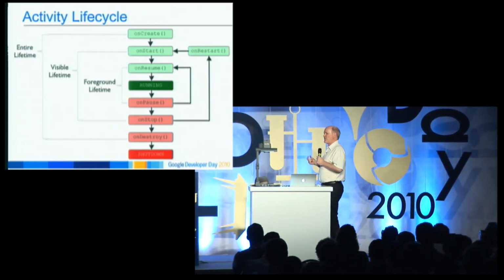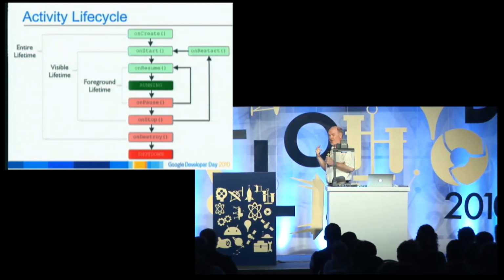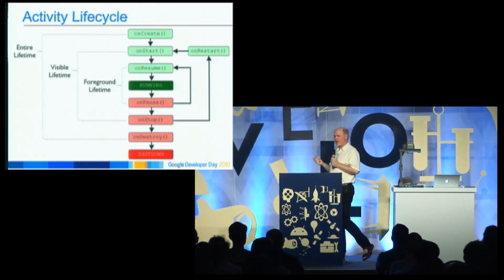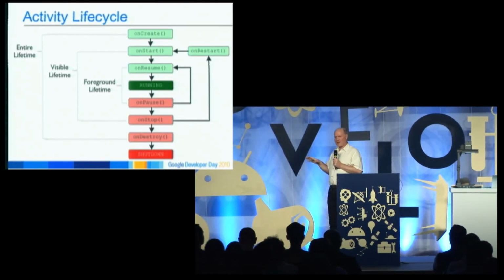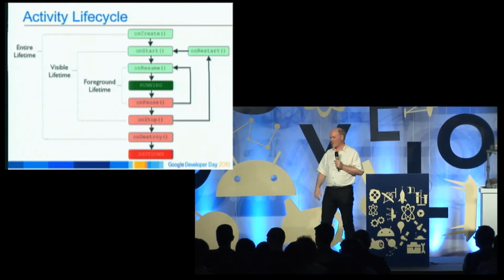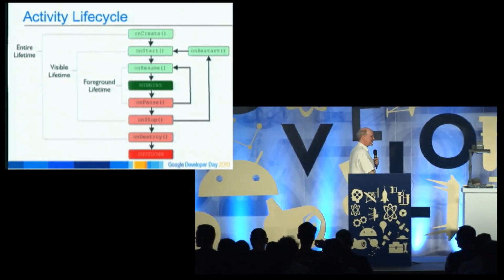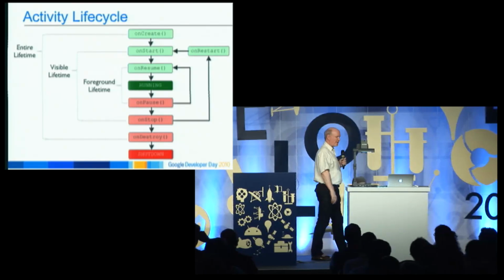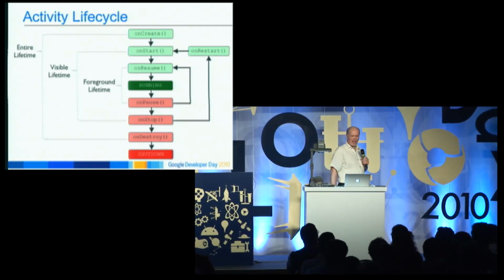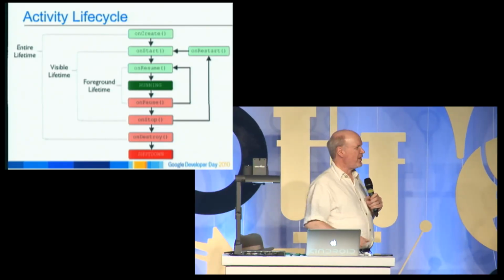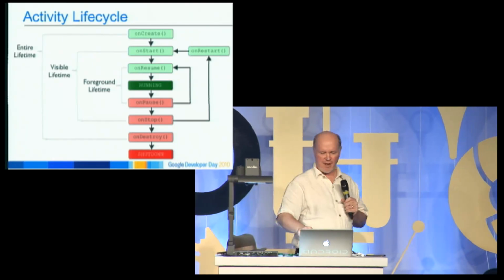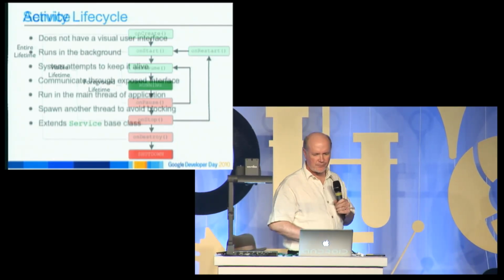So what that means is that if your application has any state that you need to keep track of, you have to make sure that you save that state during onPause or onStop, and make sure that you can bring it back when you're brought up. It also means that people don't want to wait, so you have to be very fast about doing these things. So activities are sort of the meat of the Android user interface.